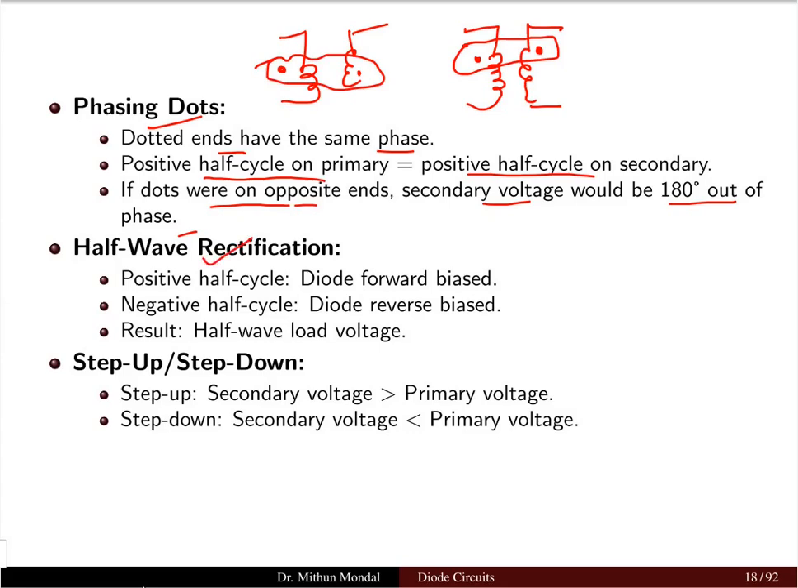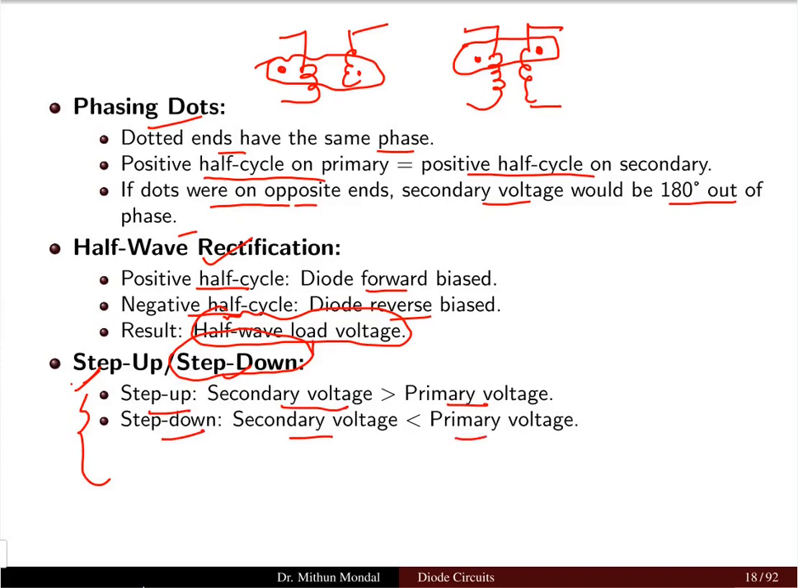In half-wave rectification, in the positive half cycle the diode will be forward biased, and in the negative half cycle the diode will be reverse biased, and as a result you get the half-wave load voltage. What you require is basically a transformer, which can be step up or step down, but it is the step down transformer which is generally used in electronics. We don't need a step up transformer because the voltage is quite high. From the concept side, a step up transformer is one where the secondary voltage is greater than the primary voltage, and a step down transformer is one where the secondary voltage is less than the primary voltage. In electronics, we use the step down transformer to bring the AC voltage to a safer level.